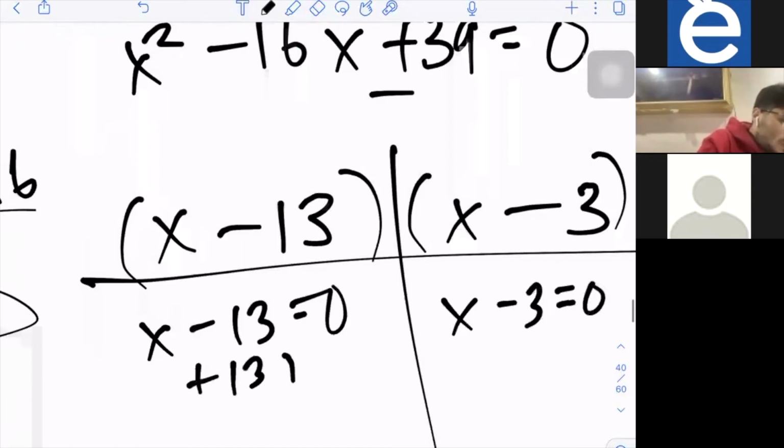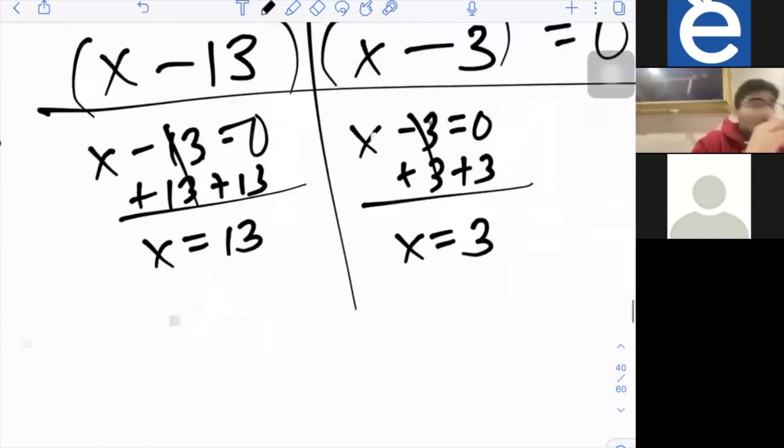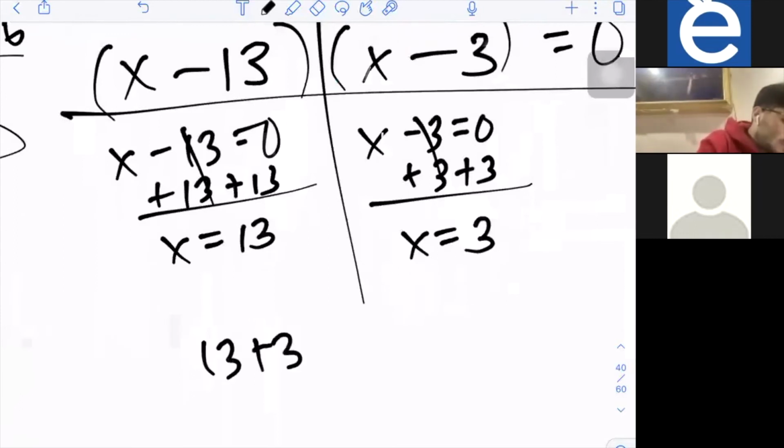And then add 13. X is equal to 13. Add 3. X is equal to 3. And then you would add them. So it would be 13 plus 3, which is 16.